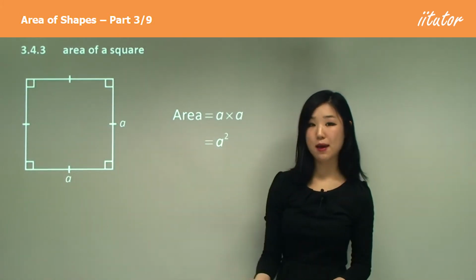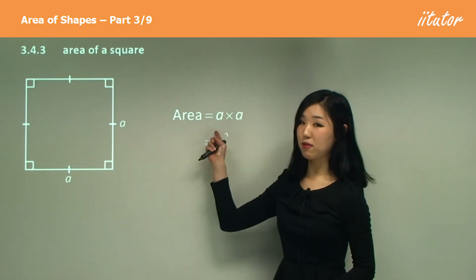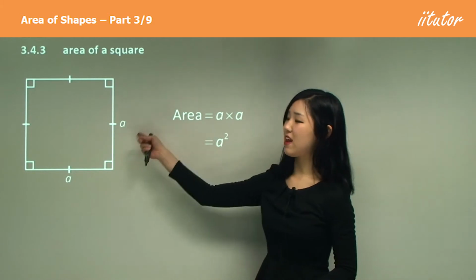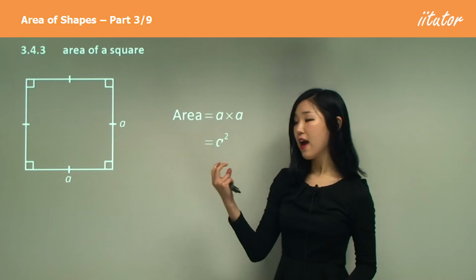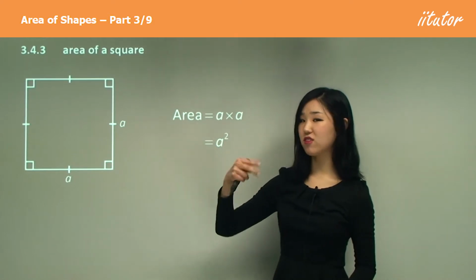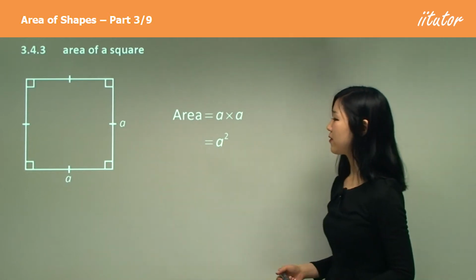Then we apply the same method as we do with the rectangle. We do width times length, or length times width. So in this case, it's just A times A, which is just A squared. As long as you know one of the sides, you just simply need to square it. Okay, multiply it by itself. So let's try the questions.